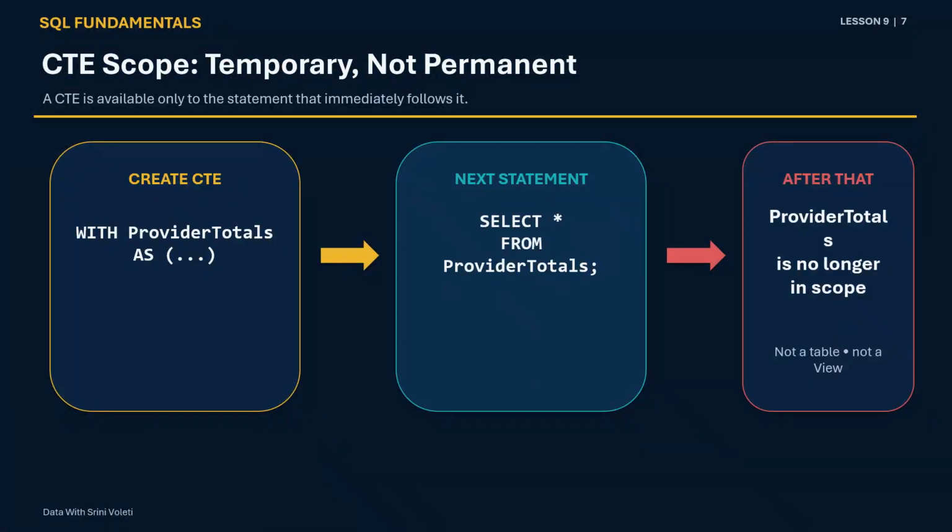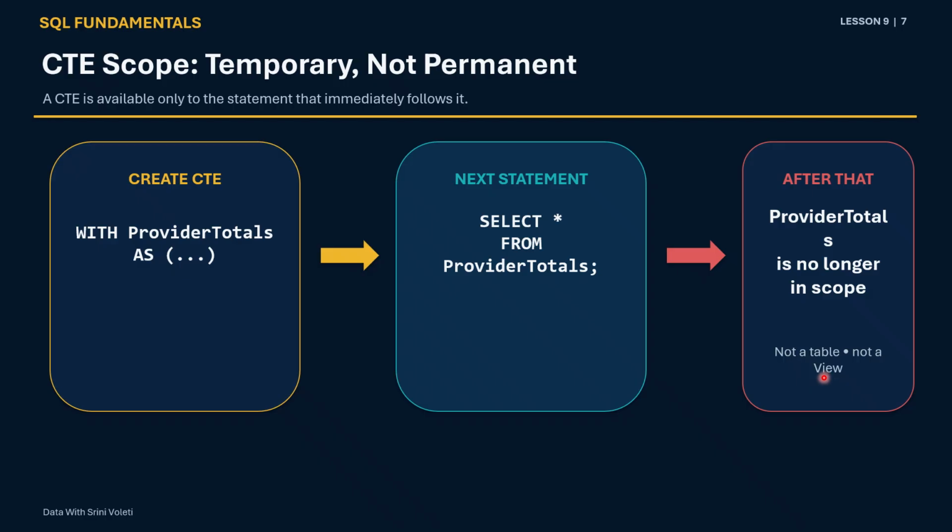This slide contains one of the most important CTE rules. A CTE name is available to the single statement that immediately follows the CTE definition. Look at the flow. First, we define provider totals. Second, the next select can reference provider totals. After that statement finishes, we cannot write another independent select and expect provider totals to still exist. It is out of scope.